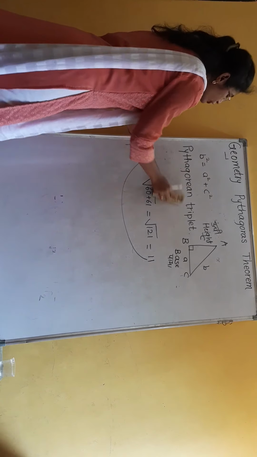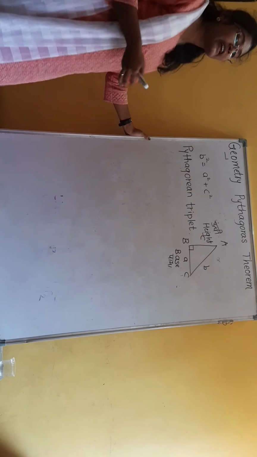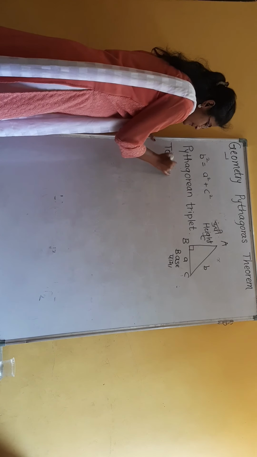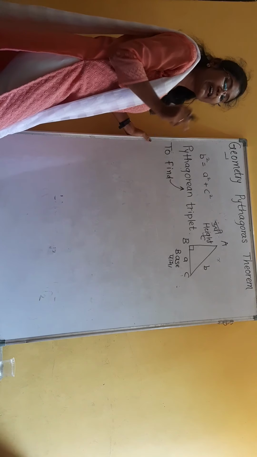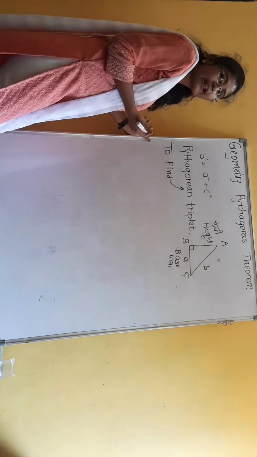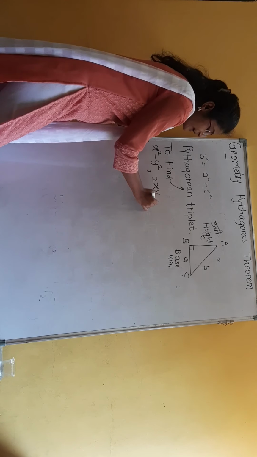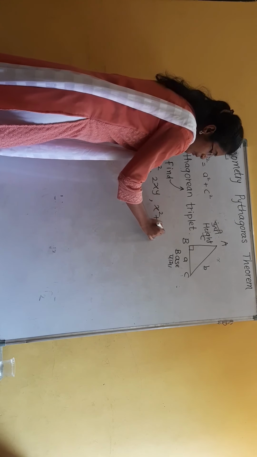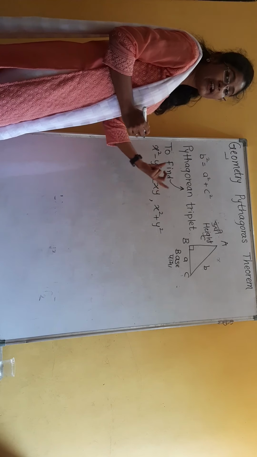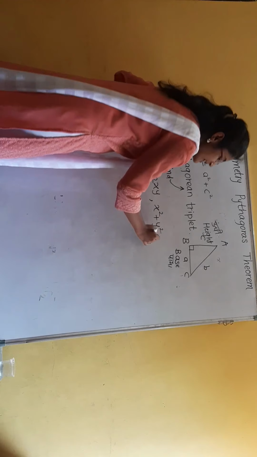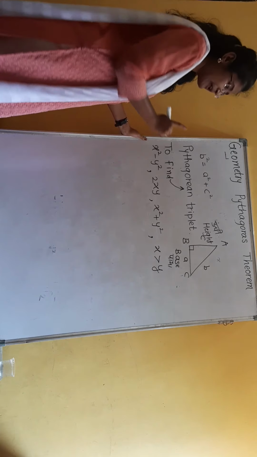Now if we don't know anything about the numbers and we don't know the Pythagorean triplet, then to find the Pythagorean triplet, there are numbers in variable form, that is x square minus y square, 2xy and x square plus y square. So these are the three numbers which form a Pythagorean triplet. There is a condition, that is x must be greater than y. So I will explain one example about this.